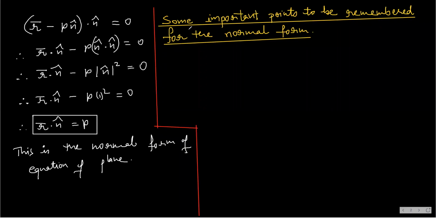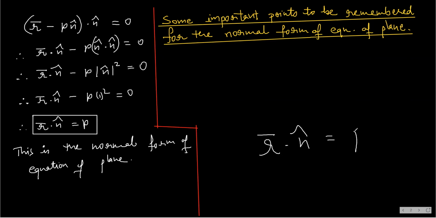Now here we have some important points that we need to remember for the normal form of equation of plane. Just now we did the normal form of equation of the plane. With regard to that, there are certain important points that you need to remember. Look at this, students. r bar dot n cap equals p. Here p is the distance of the plane from the origin, whose equation you wrote.